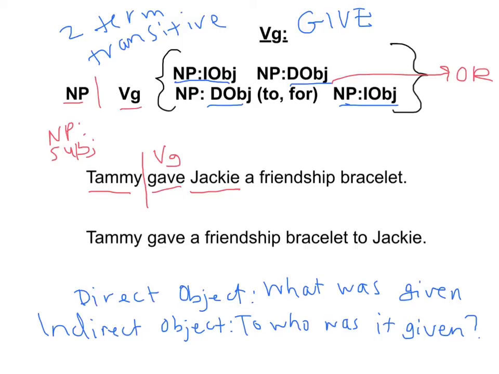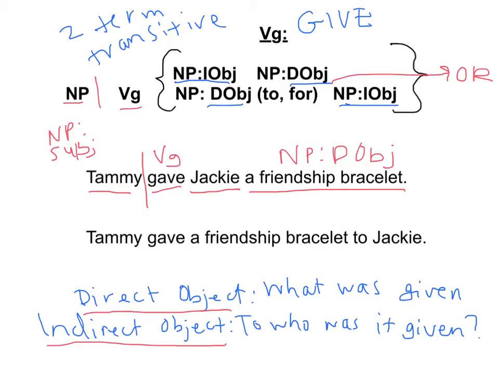Okay? And then I have a friendship bracelet. What did I give Jackie? I gave Jackie a friendship bracelet. So in this situation, our direct object is what did I give? Did I give Jackie? No, I gave a friendship bracelet. So this is our noun phrase direct object. But who did I give it to? I gave it to Jackie, so Jackie is my noun phrase indirect object.